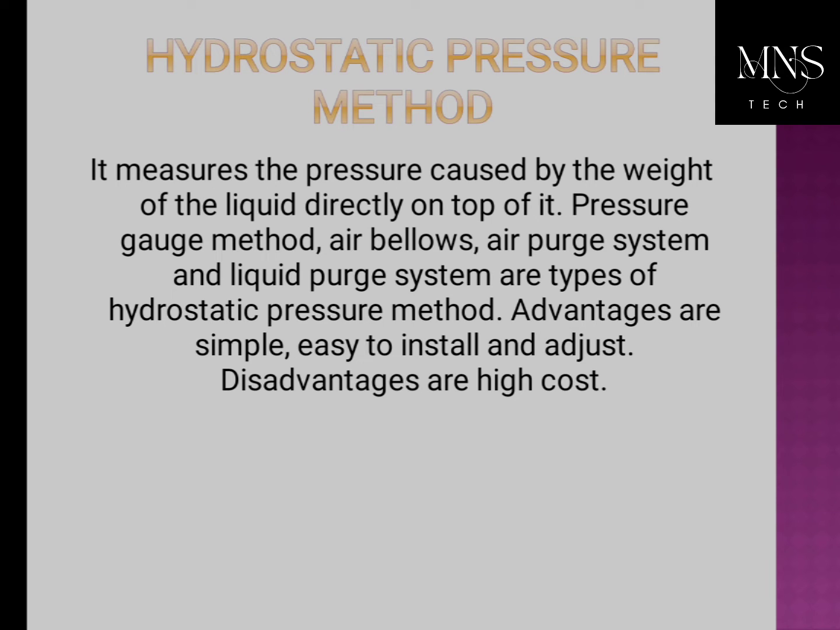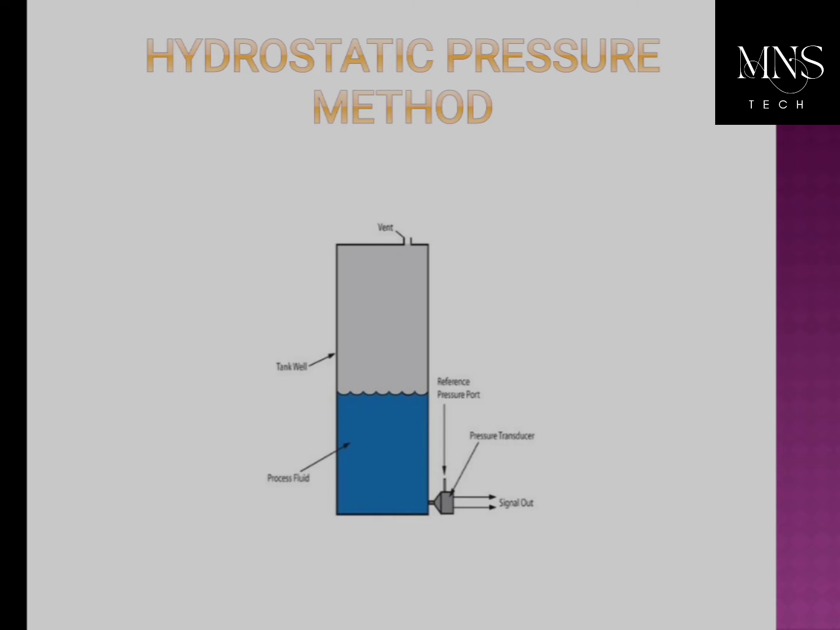It measures the pressure caused by the weight of the liquid directly on top of it. Pressure gauge method, air bellows, air purge system, and liquid purge system are types of hydrostatic pressure method. Advantages are simple, easy to install, and cheap. Disadvantages are high cost. There is a picture of hydrostatic pressure method.